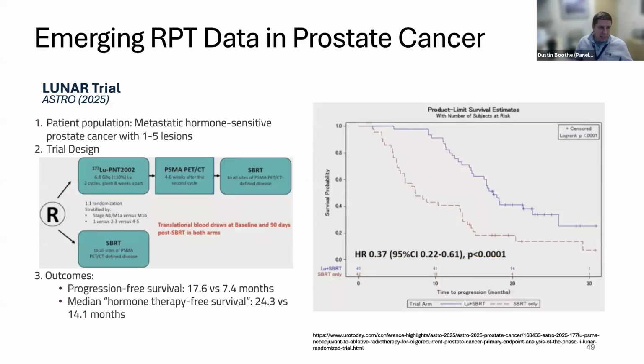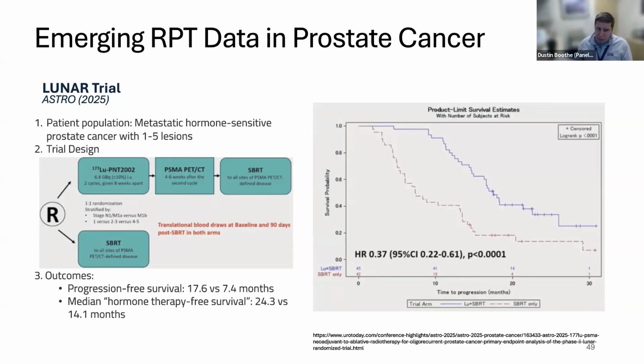What's cool about this study is patients have oligometastatic disease, 1 to 5 lesions, and they were randomized to either just getting SBRT to those lesions, or neoadjuvant 2 cycles of a PSMA-directed radiopharmaceutical therapy, lutetium PSMA. It was PNT2002, which is not 617, and there's a story behind that. Essentially, they did the SBRT in one arm, then they did neoadjuvant radiopharmaceutical therapy in the other, and then did SBRT to all of the remaining PSMA PET-defined disease, which again, I love this interplay between radiopharm and external beam.